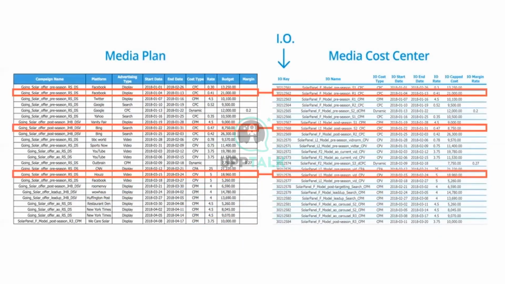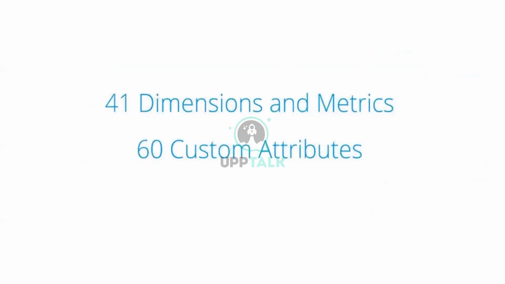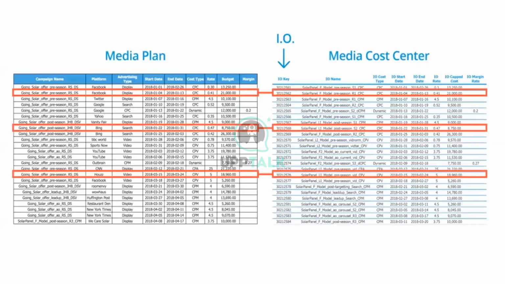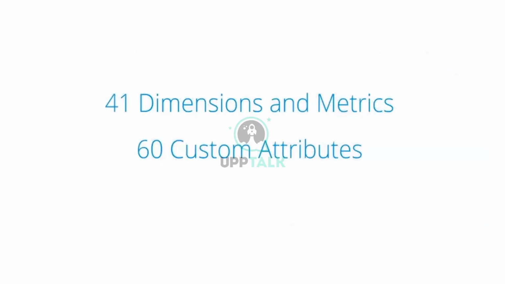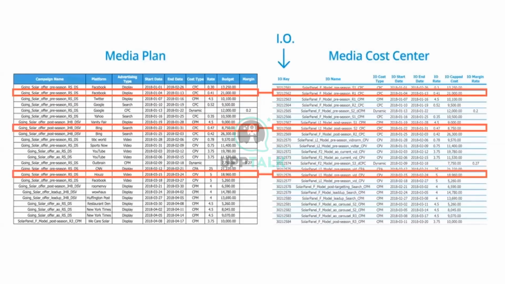The media plan, whatever my plan was, and what got delivered as your capped cost or the recalculated cost, is connected by means of this mediator called IO. IO is basically an insertion order or an insertion key which can connect to at least 41 dimensions and metrics and 60 custom attributes. That does mean that in an IO key I can see your name, cost, start date, end date, capped cost, margin, rate. These are measurements, and name and all these types of keys are basically dimensions. Basically, it can have 41 dimensions and metrics and 60 custom attributes attached to a single IO key.